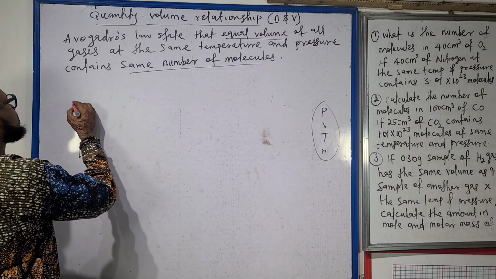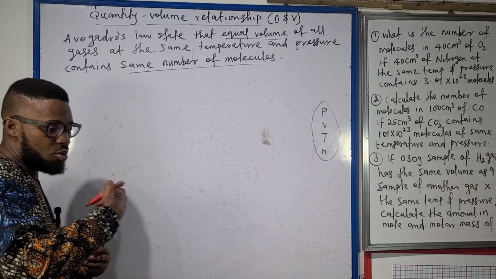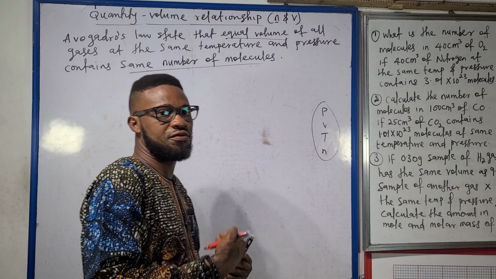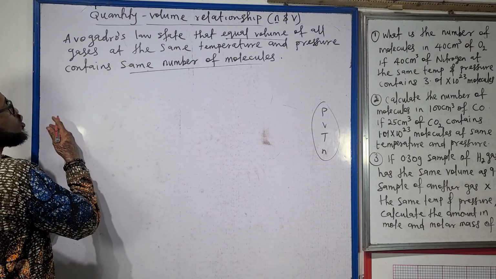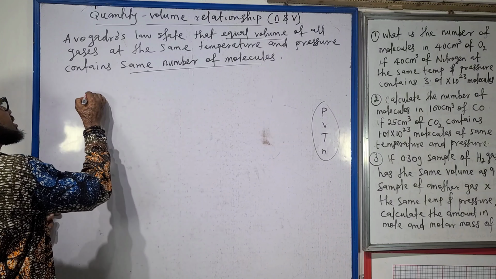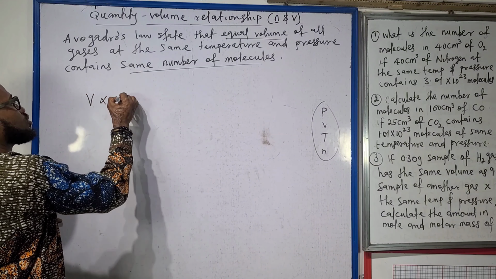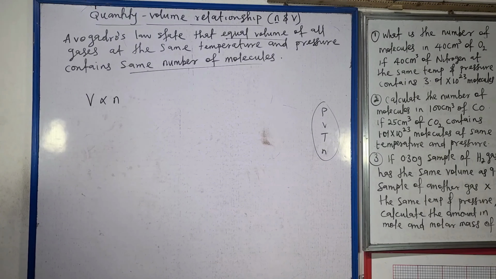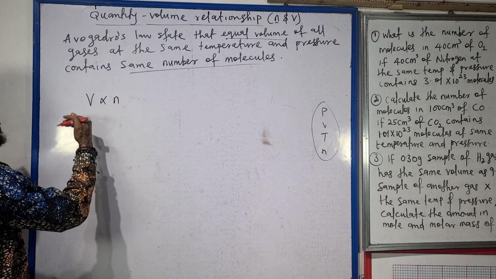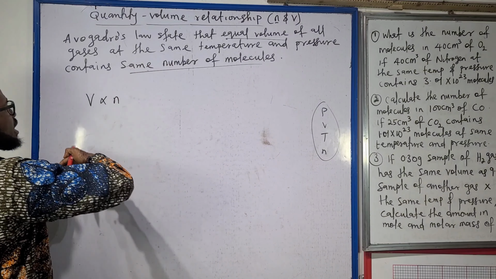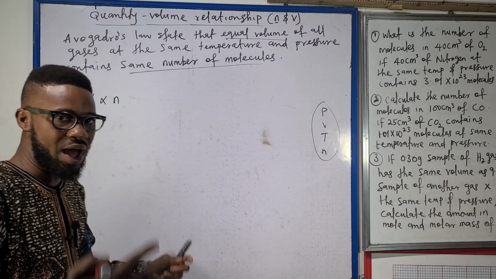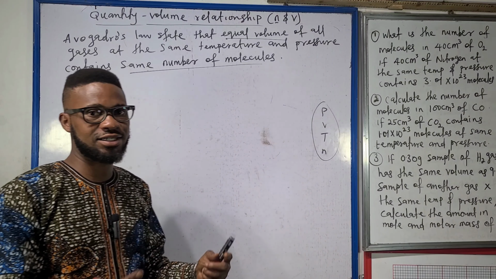In other words, when you say the number of molecules here, you're referring to the number of moles. So what Avogadro's law is saying here is that volume is directly proportional to the number of molecules. If the volume of a gas increases, the more particles of gas you're going to have there.